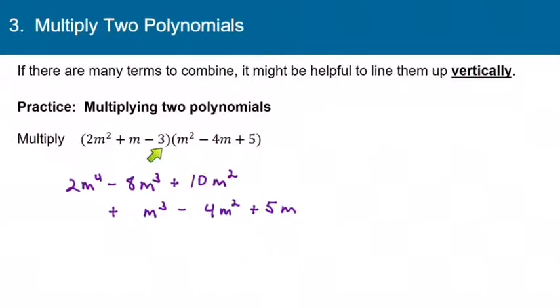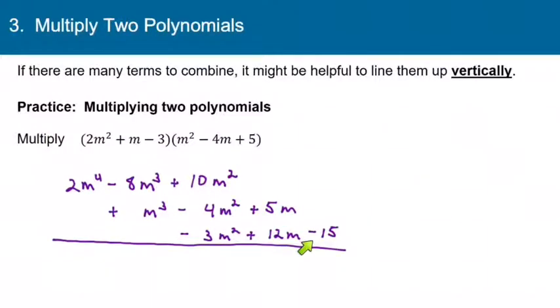And now let's distribute the negative 3. So negative 3 times m squared gives us minus 3m squared. We'll put that here with the other m squared terms. Then negative 3 times negative 4m gives us plus 12m. And negative 3 times positive 5 gives us minus 15.